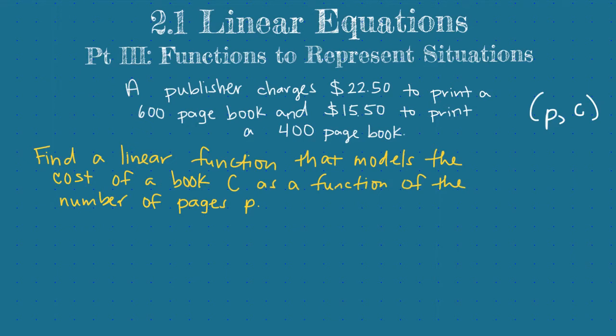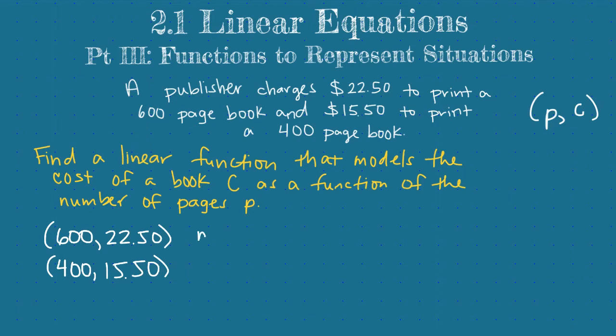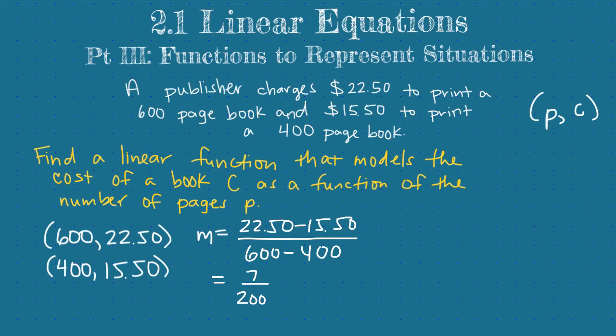All right, so since we have 2 coordinate points, let's write those out. We have the coordinate point of 600 and 2250, and we also have the coordinate point of 400 and 1550. The first thing that we need to do is find the slope between these 2 points. So to find the slope, we'll do our change in y. So I'm going to do the larger number minus the smaller number, just because that's easier. So we'll have 2250 minus 1550 all over 600 minus 400. This gives us 7 over 200. And just as a quick thing here, this is dollars up top, and this is pages down below. So right now we have that it costs 7/200 dollars per page.